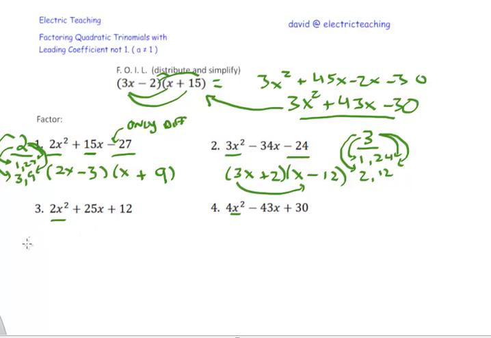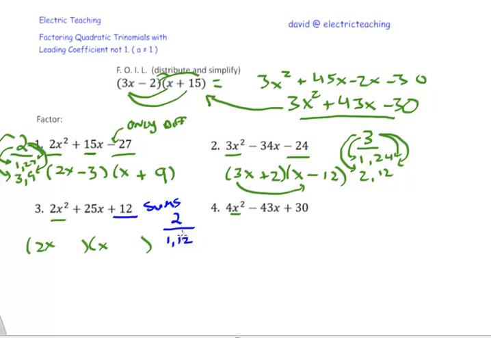2x and x, same idea. Now, this positive 12 means we're looking for sums this time. I'm going to put a 2 with a line over it and start listing factors. A neat little way to organize your scratch work when it comes to guessing and checking to find the factors.